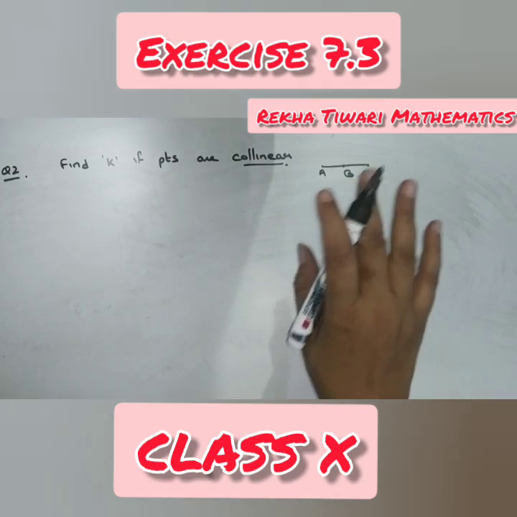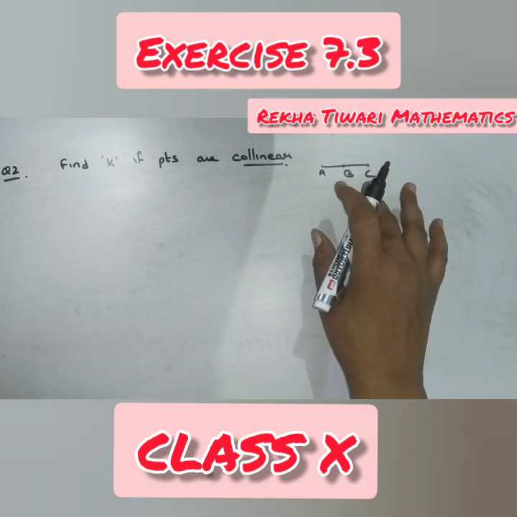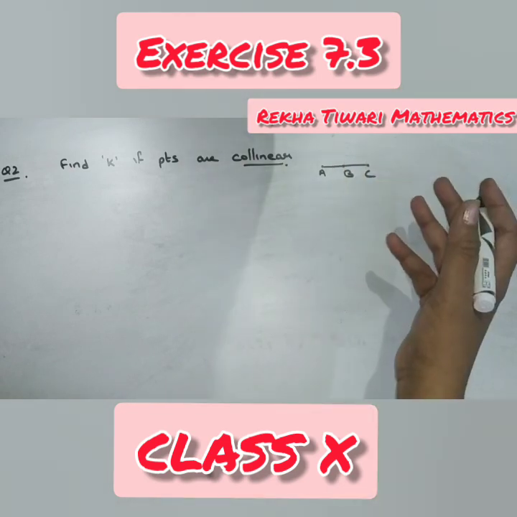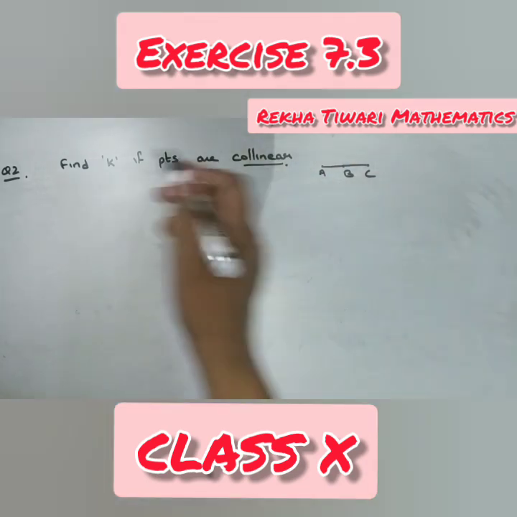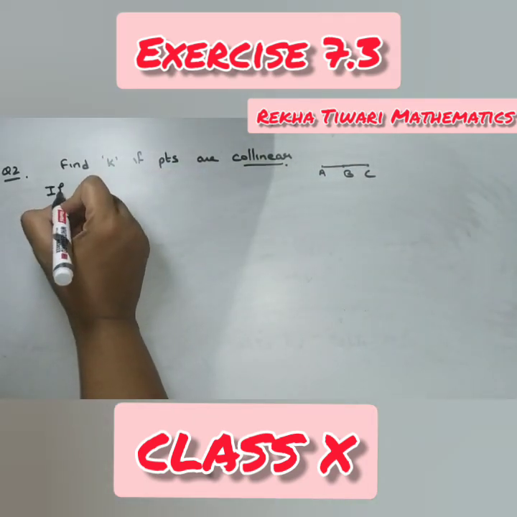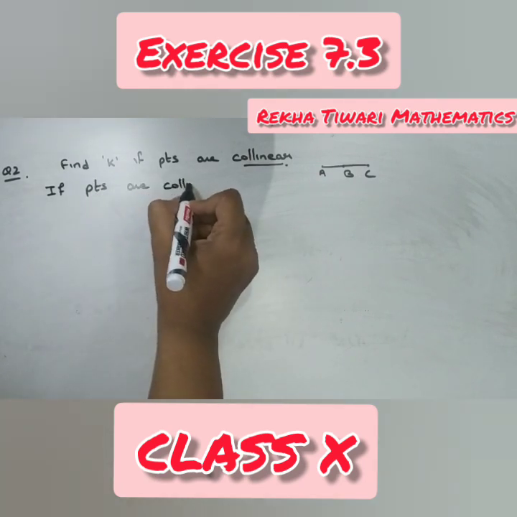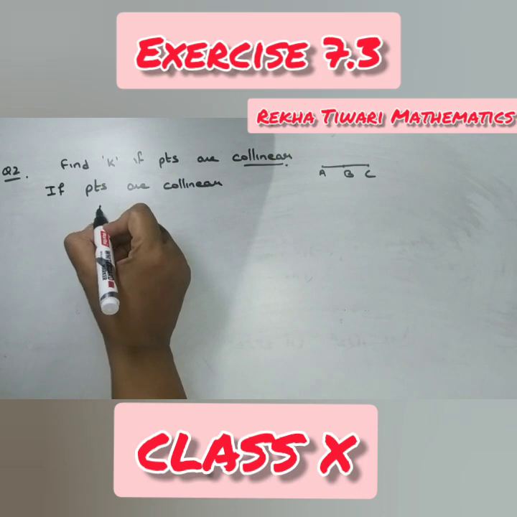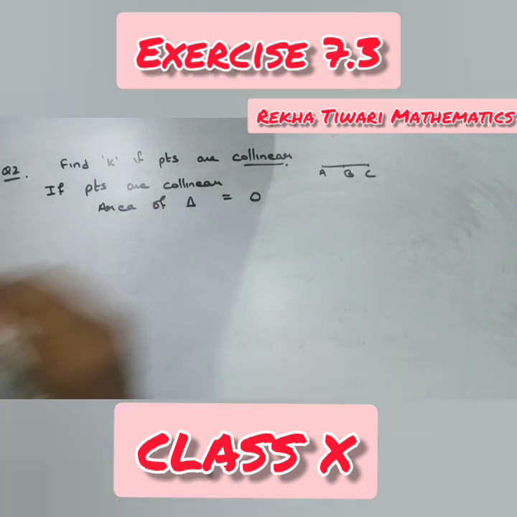A triangle is formed by 3 non-collinear points. That means if a triangle is not formed, then what is the area of that triangle? Naturally 0, because we are not forming any triangle with collinear points. So if points are collinear, area of triangle is equal to 0.